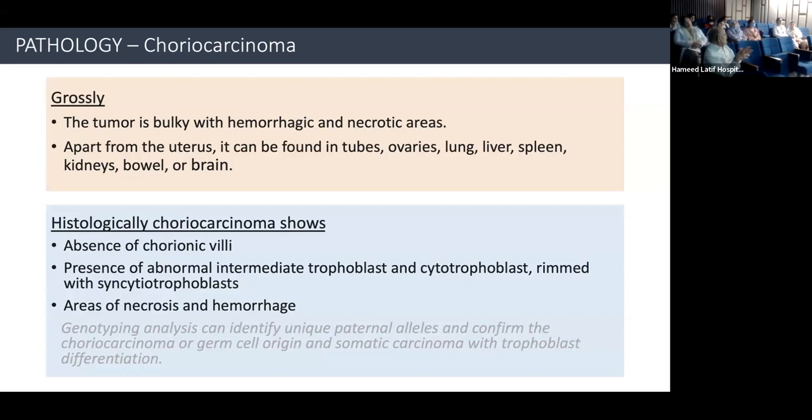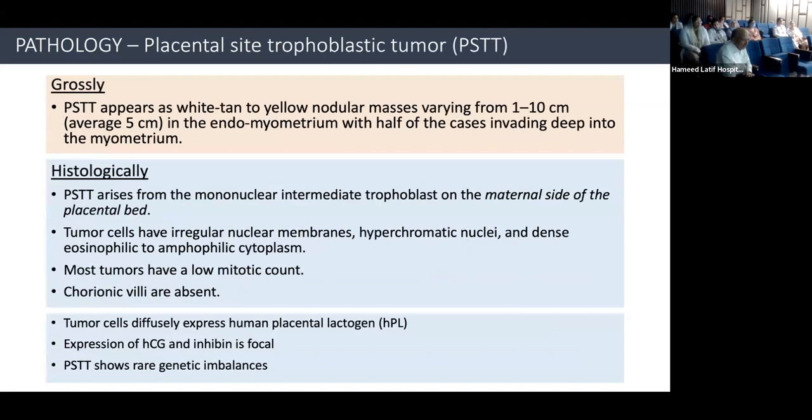So they get more of whatever tissue gets detached or gets into circulation to form emboli, and then they would get attached somewhere and start growing over there. Histologically, choriocarcinoma does not show chorionic villi. There are abnormal intermediate trophoblast and cytotrophoblast cells and areas of necrosis and hemorrhage, etc.